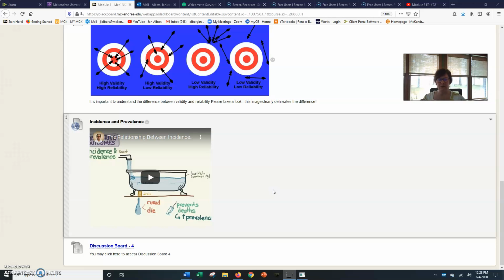And I want you to really learn the difference between incidence and prevalence. And that's extremely important. Many times we use those terms interchangeably, and they don't really mean the same thing. So we need to have that educated level of language when we're describing some of the data that we're examining.